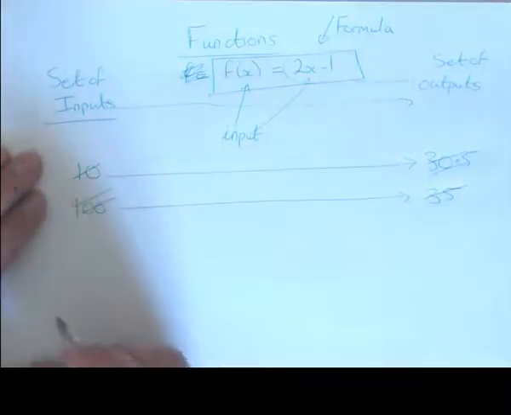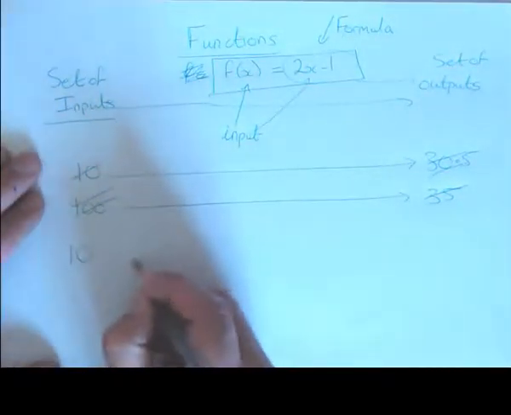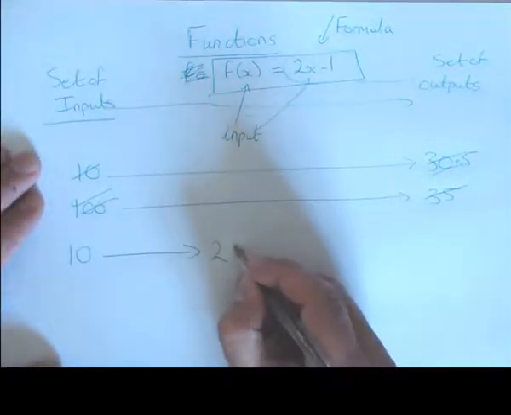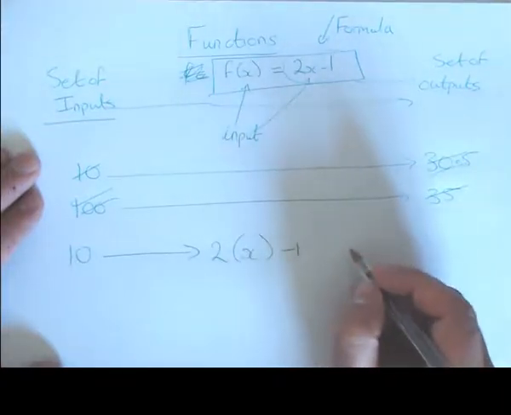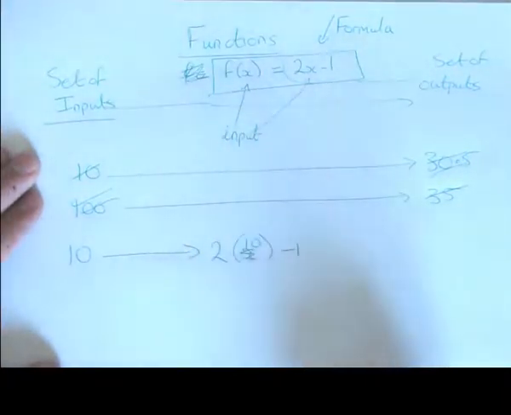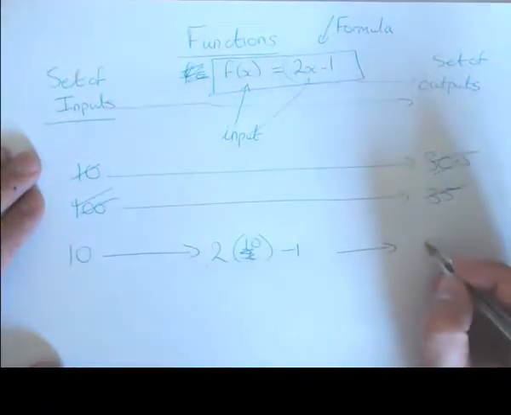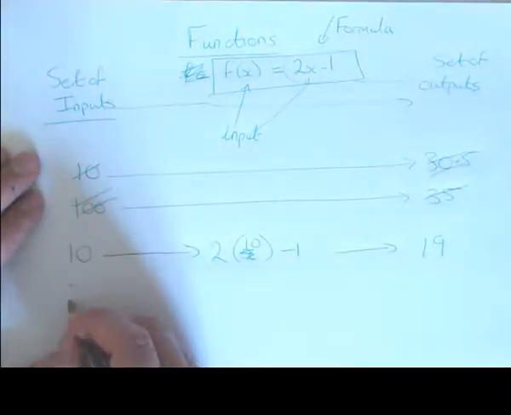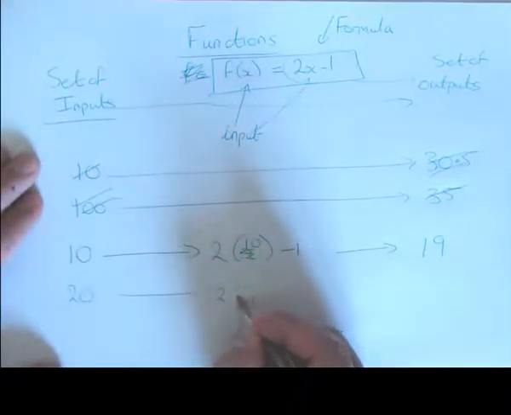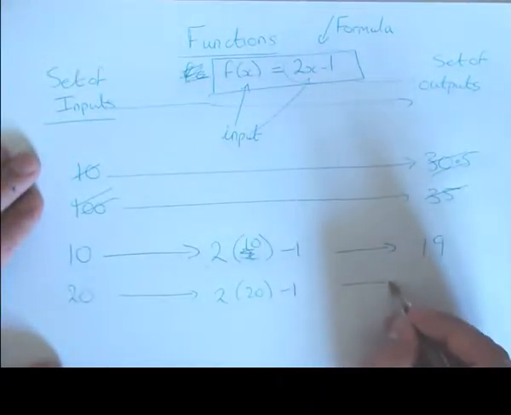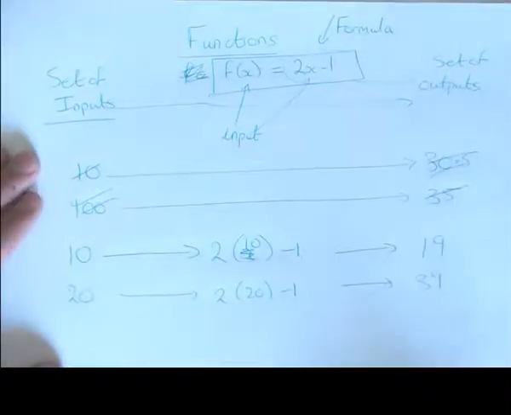Let's have a look at how that would work. Imagine the input was 10. I would put that into the formula 2 times the input minus 1, and that would give me my output. 2 times 10 is 20, take away 1 is 19. If I put the value 20 in, I would get 2 times 20 minus 1, which is 39. Okay?